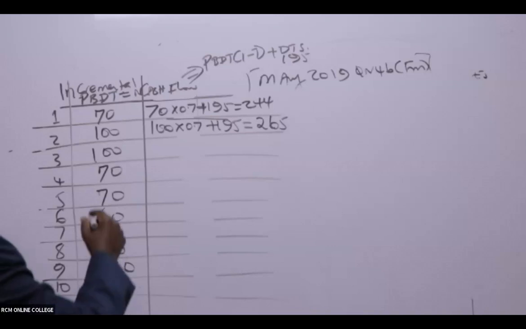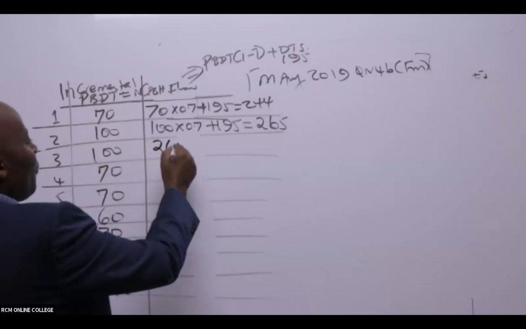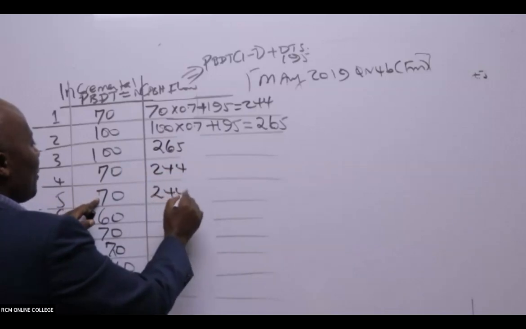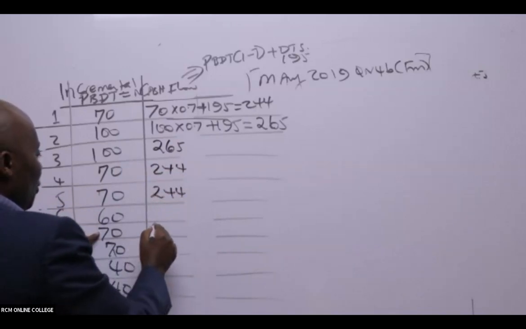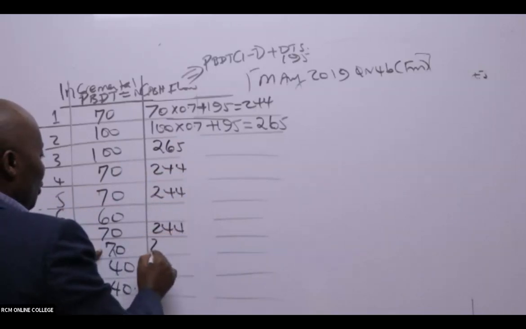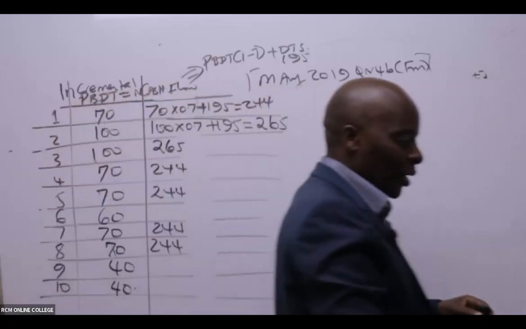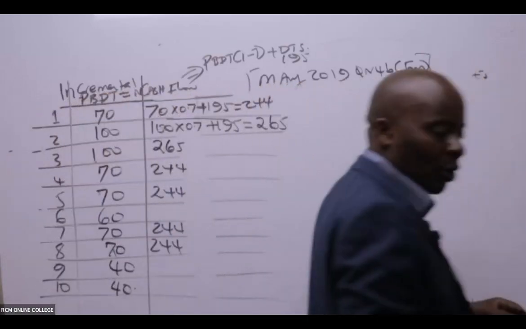Like now, this one I know will be 265. I know this will be 244. Don't ask me how I'm getting this. I know this will be 244, 244, 244, 244.